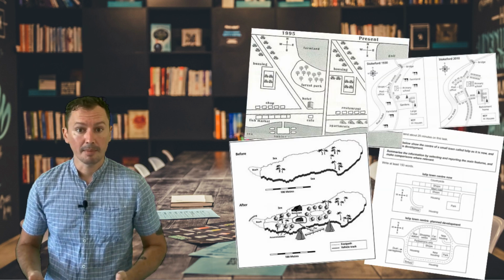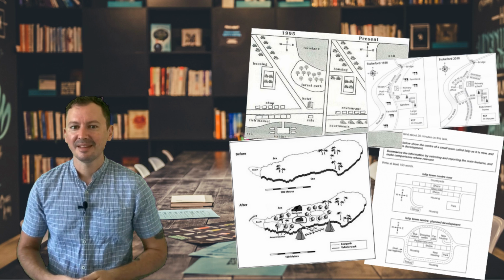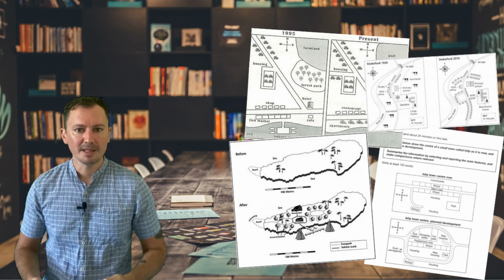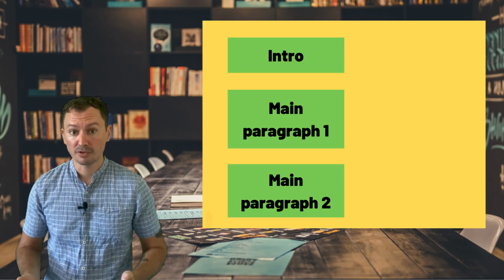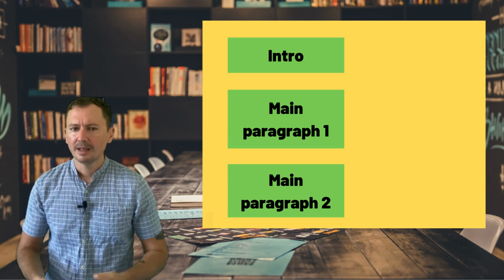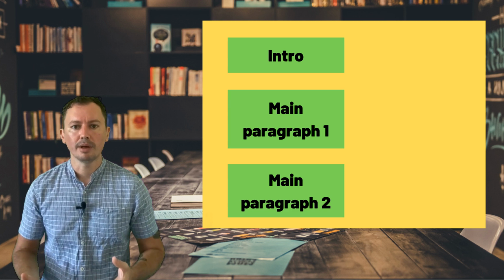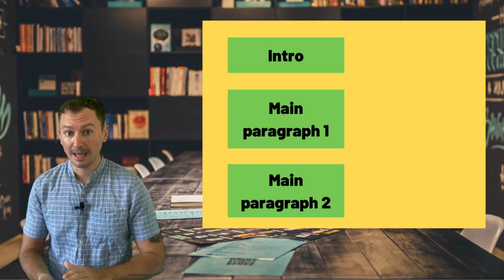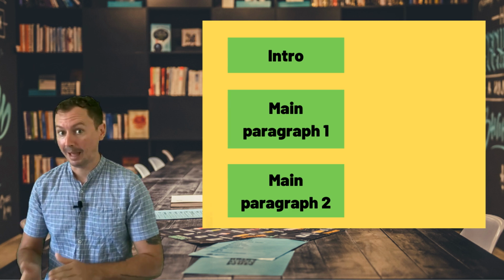Okay, so once you've written your introduction, you need to move on to the main body paragraphs, and I always recommend writing two of these. That's because IELTS maps always come in pairs. The easiest way to describe these maps is to use a 3-paragraph structure that gives one main paragraph for each map. This works nicely regardless of whether you have a past and present map or a present and future map.